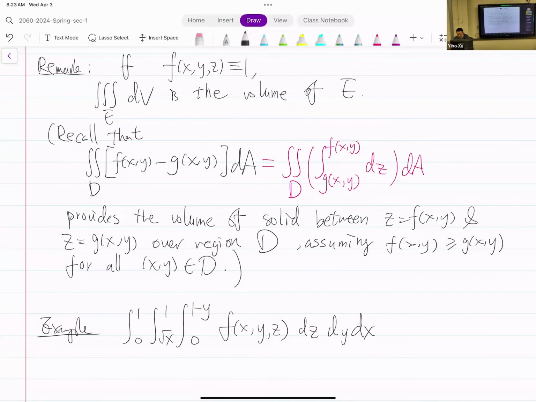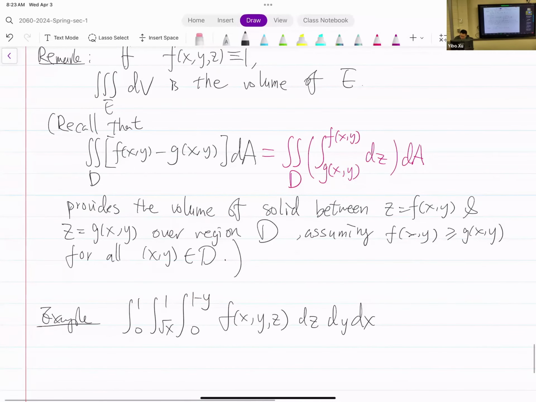Okay, so this tells you what? By looking at the outermost layer, my x is cut between 0 and 1, and now y relies on x, and y lies between square root x and 1, and finally z is cut between 0 and 1 minus y. Okay.